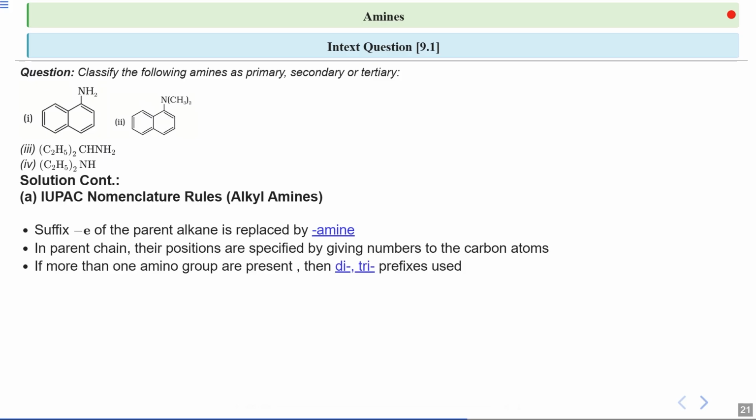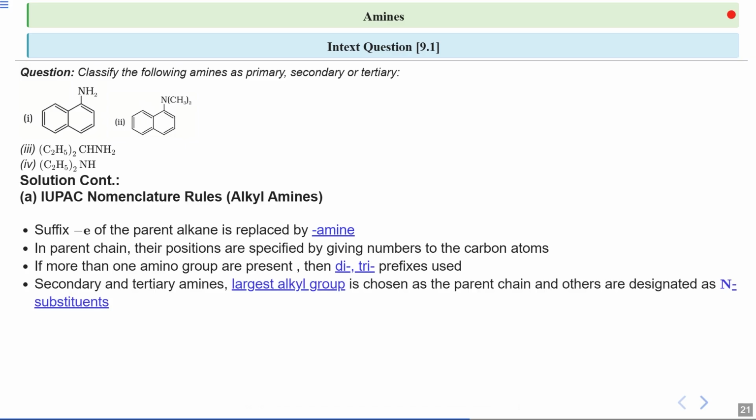If we have more than one amino group, then we use prefixes like di, which is used to denote two amino groups, and tri, which is used to denote three amino groups. Now for secondary and tertiary amines, the largest alkyl group is chosen as the parent chain. And the other groups which are attached to the nitrogen are called N substituents, and we indicate them with the N prefix. Okay?